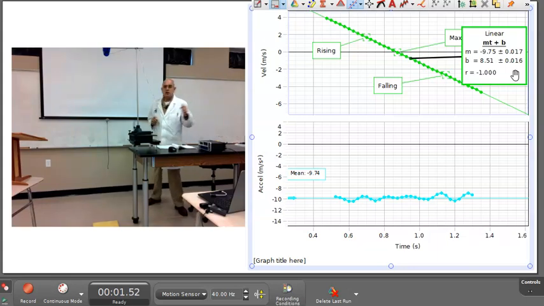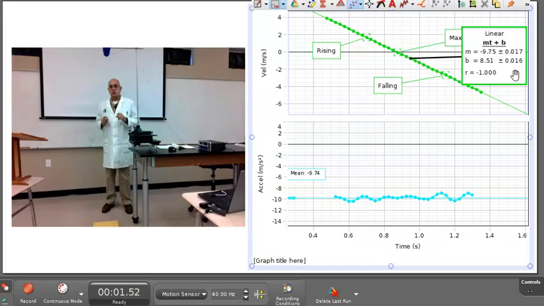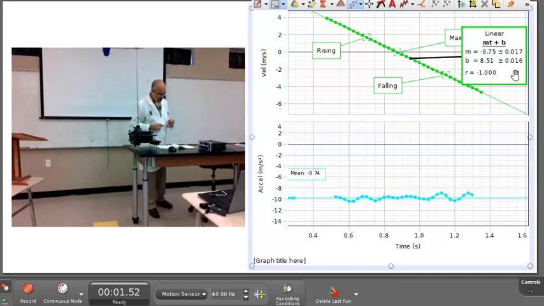Now, here's where things get interesting. Why does the coffee filter fall with zero acceleration? Well, we know we've got air resistance pushing up, so we've got a force pushing upward. The question is, what do we have pulling downward? We'll talk more about that in a moment.